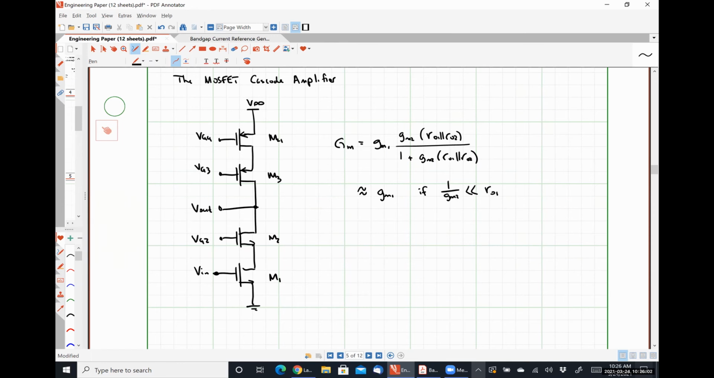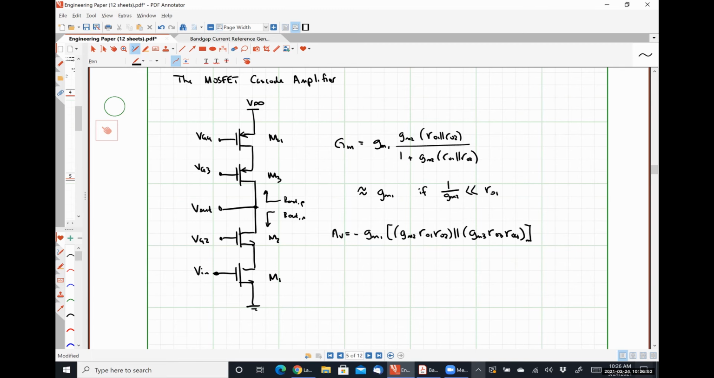Our voltage gain then, where we would consider everything up here to be R out P and everything looking down to be R out N, is given by AV is negative GM1 times GM2 R01 R02 in parallel with GM3 R03 R04.